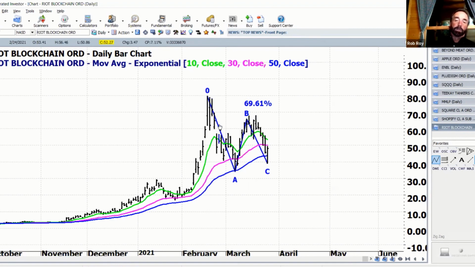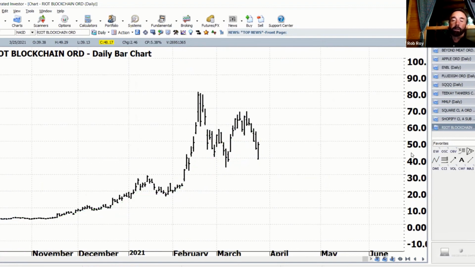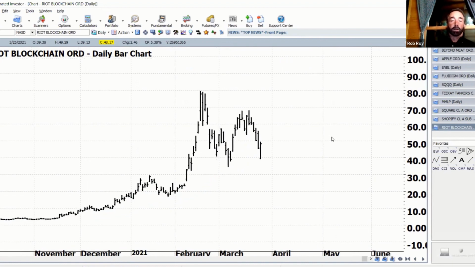The future is bright for this, but that's a fundamental analogy, and that really doesn't matter when the market is weak like this. The market becomes technically based, whether or not you're a technical trader or a fundamental trader. If the market breaks down, fundamentals go out the window, and everybody looks at charts to see when the stuff is oversold. But it's at support here at 40.